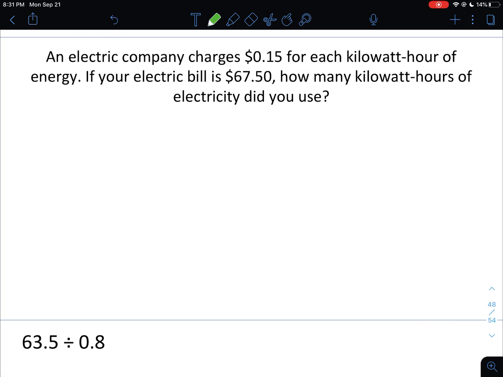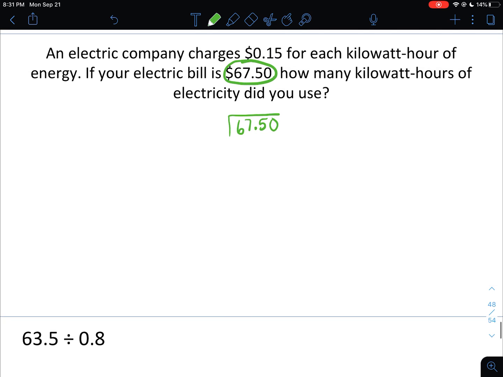So an electric company charges $0.15 for each kilowatt hour of energy. If your electric bill was $67.50, how many kilowatt hours of electricity did you use? So this you can do in your notebook or on the back of your graphic organizer, whatever you want to do. So we have our total bill, $67.50. So that's our total that goes inside our division house. And we're going to divide that by how much do you charge for each kilowatt, and then that will tell us how many kilowatts that you used.